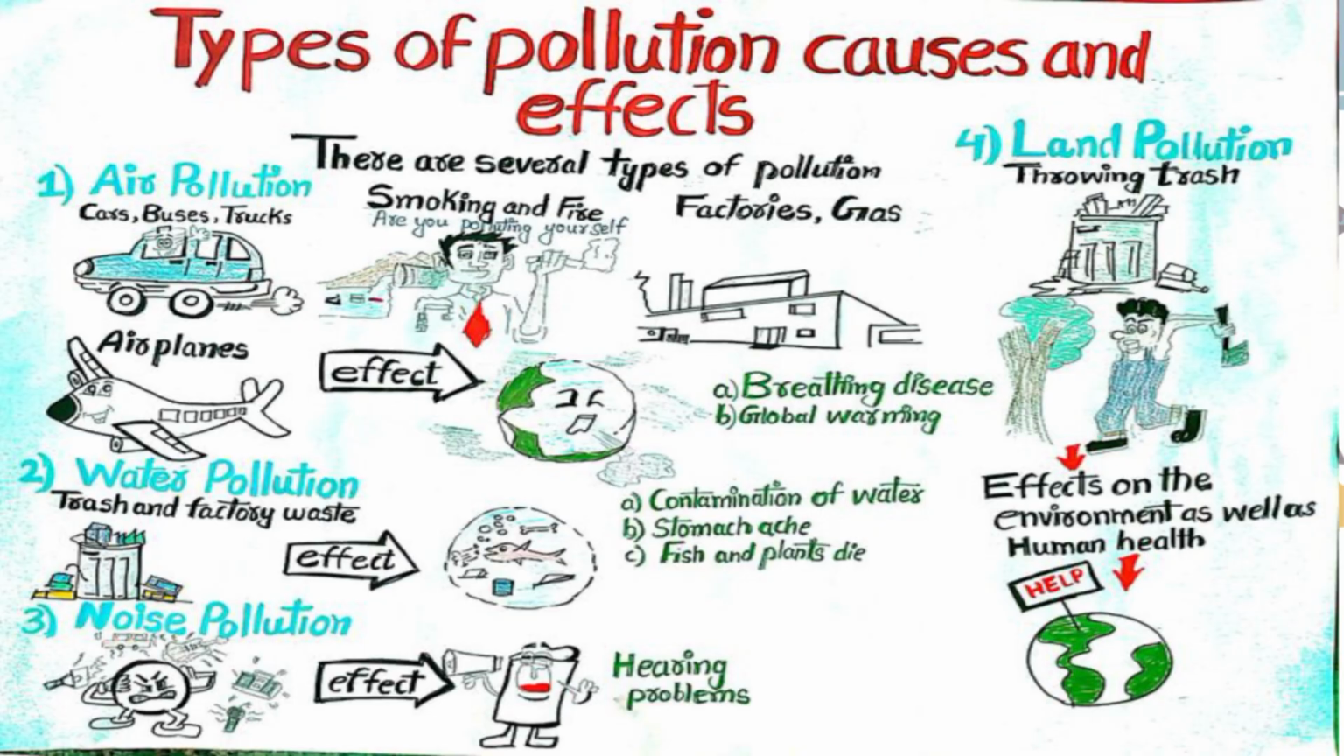Now, next, water pollution. So, what are the causes? Trash and factory waste. These all are the causes of water pollution. Our domestic waste is also causing water pollution. So, what are the effects? They are causing harm to aquatic plants and animals, water bodies, and disturbing our ecosystem.